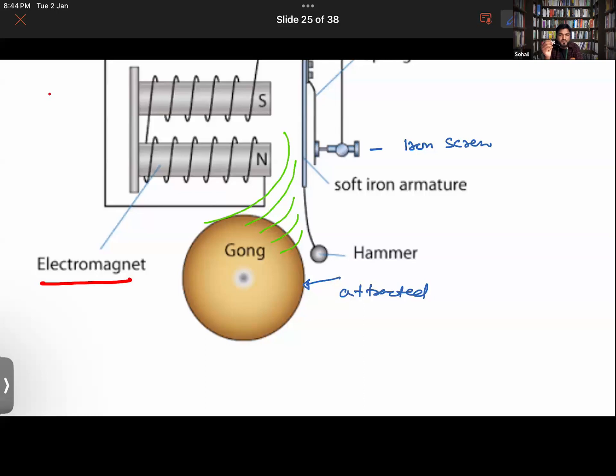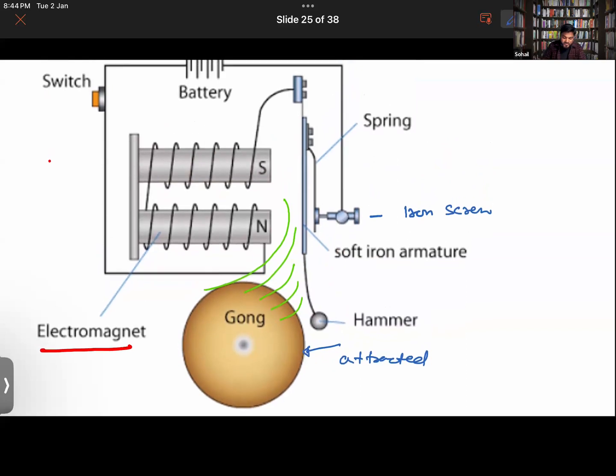What happens when this electromagnet generates a magnetic field? The soft iron armature is attracted towards the magnetic field, so it will hit this gong. While doing so, the contact of the soft iron armature with this iron screw breaks. Due to that, the circuit is broken here.